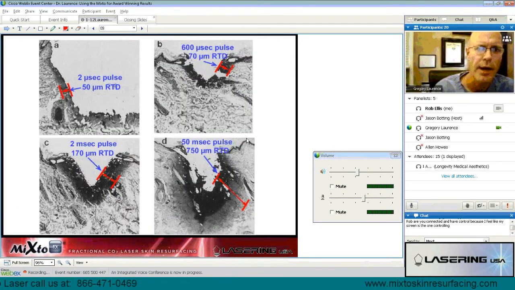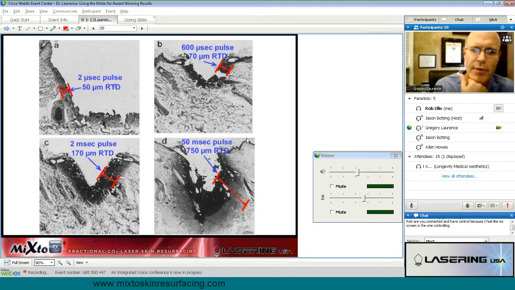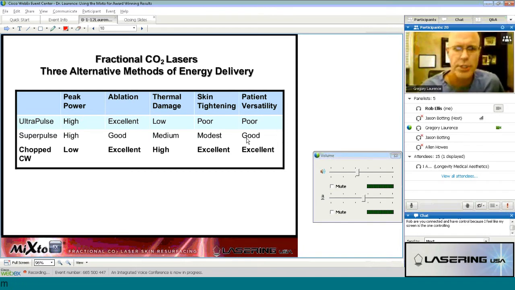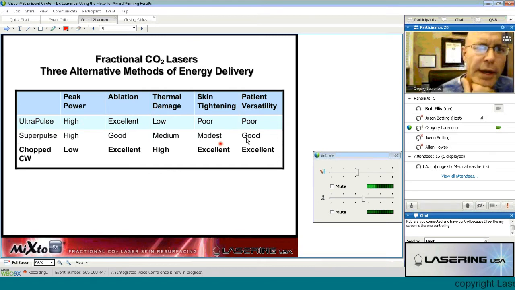Again, it's really fun to start playing with your laser and doing some different things. I'll give you some starting tips, and just within several weeks of having your laser, you can be doing pretty amazing work. Again, this points out some differences between ultrapulse, superpulse, and continuous wave technology, and how well they do relative to thermal damage, ablation, and skin tightening. I agree with this. I think continuous wave is better.